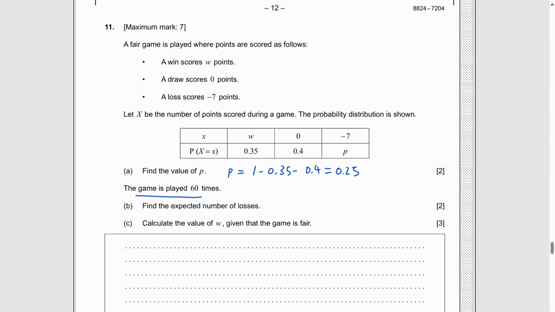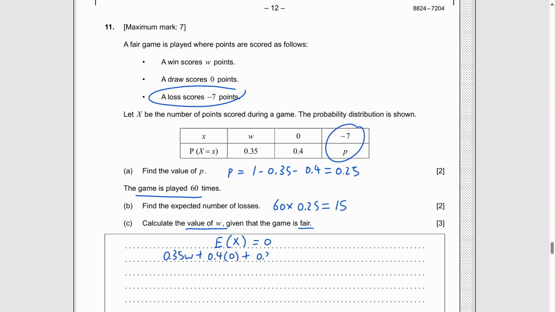Then, we played 60 times for the game. What is the expected number of losses? Just use the probability of a loss times 60. Finally, we want to find W if this is a fair game. Expected value is just the sum of the values times their probability for all situations. Set the equation and solve it.